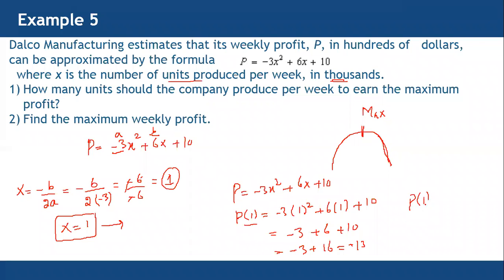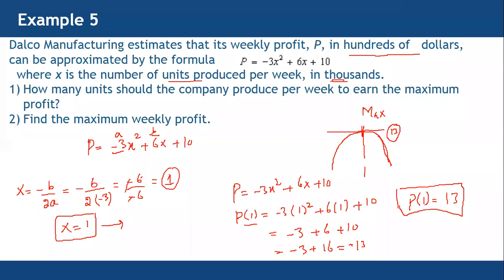The profit from 1000 units is 13, but the profit is in thousands of dollars. So this means $13,000 profit. So these are the maxima point, where x is 1 and the y value is equal to 13. These are the maxima values.